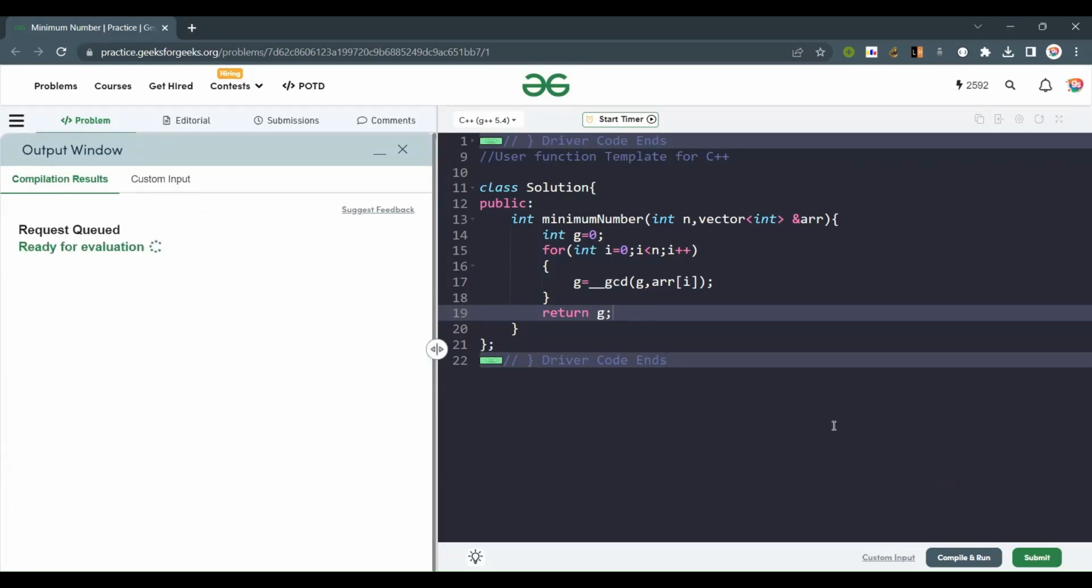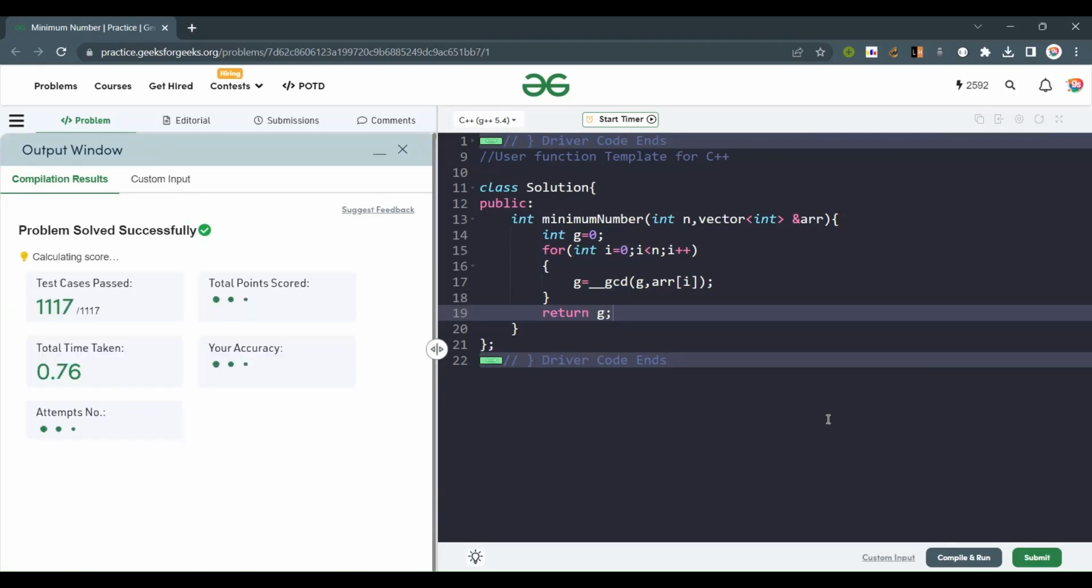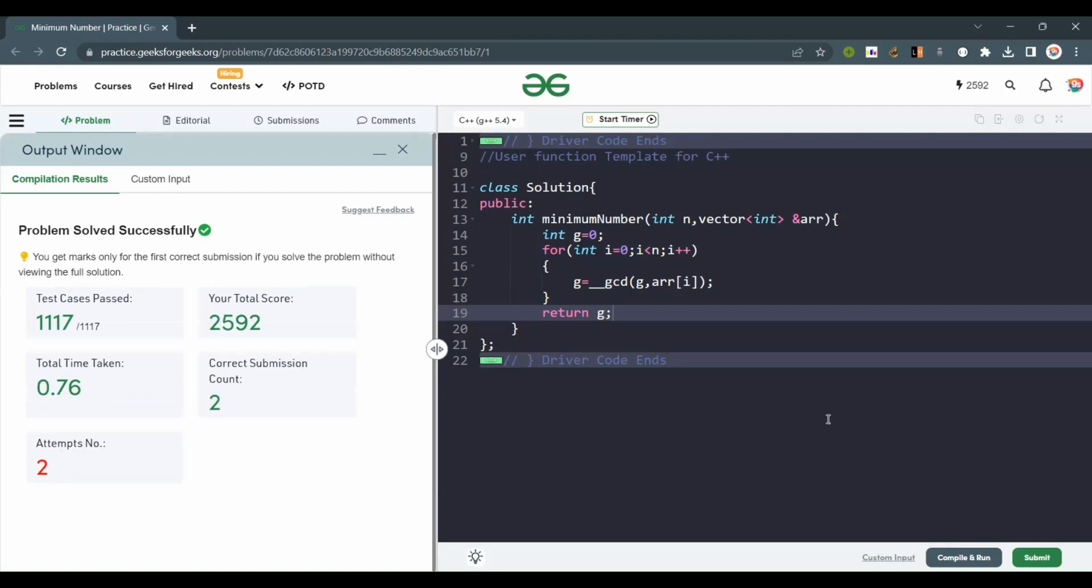Okay. So let's submit the code. Yes. So it's totally working fine.